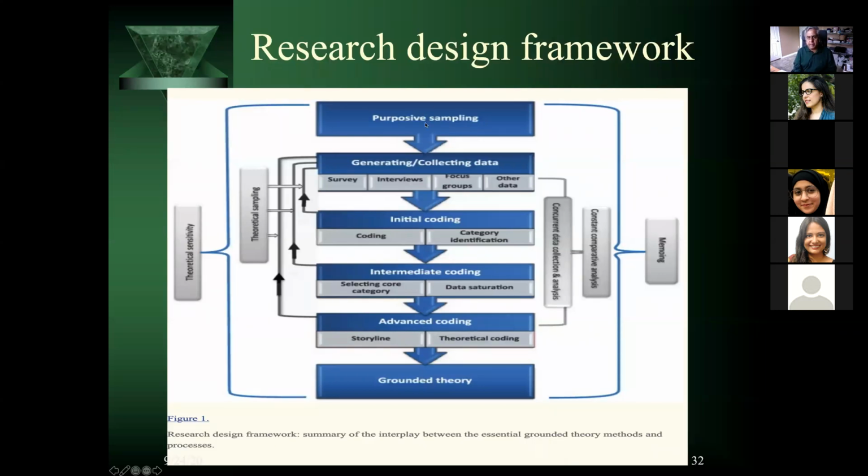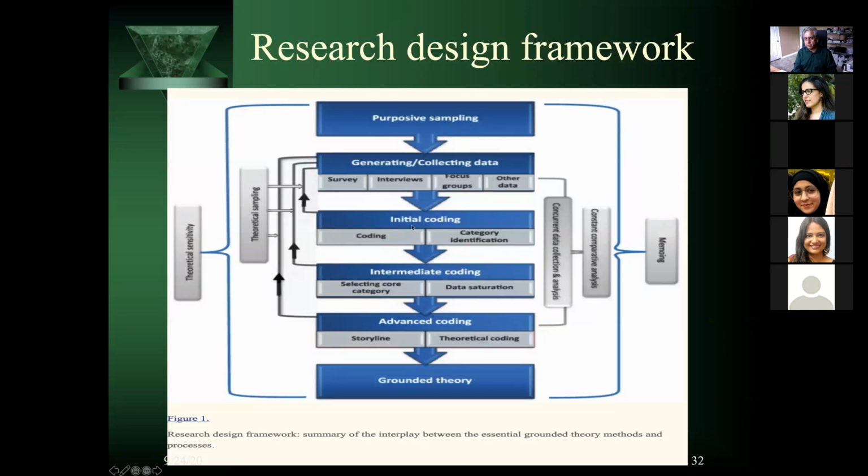So purposive sampling goes through generating, collecting data. You could do survey, see my cursor here, interviews, focus groups, other forms of data, repositories, initial coding. So you start to group the data through lower categories, higher categories. See that? Initial coding, and category identification.